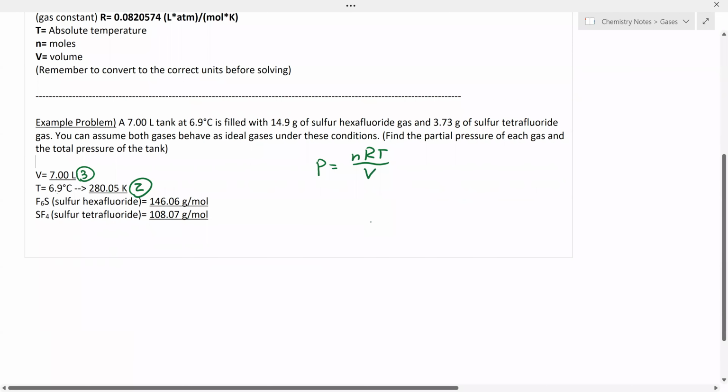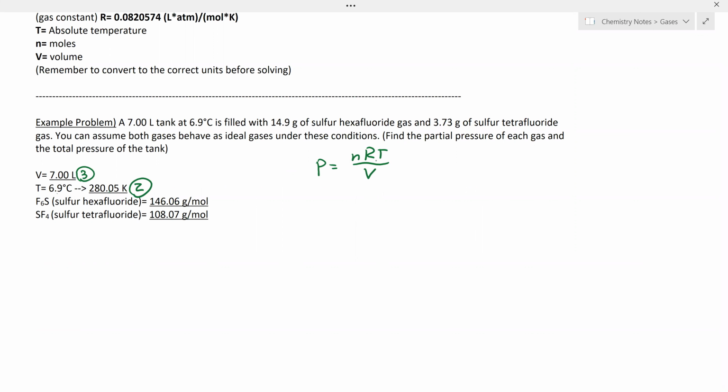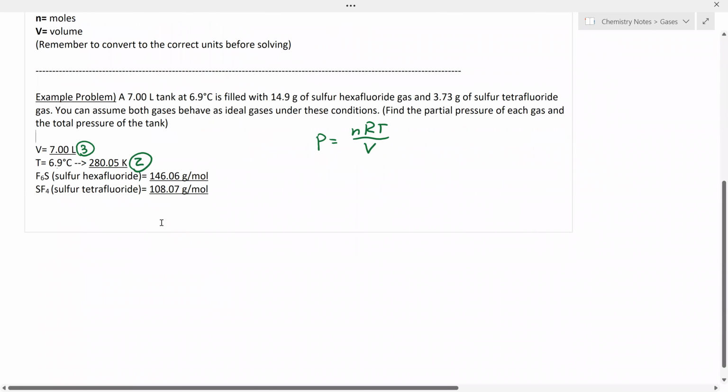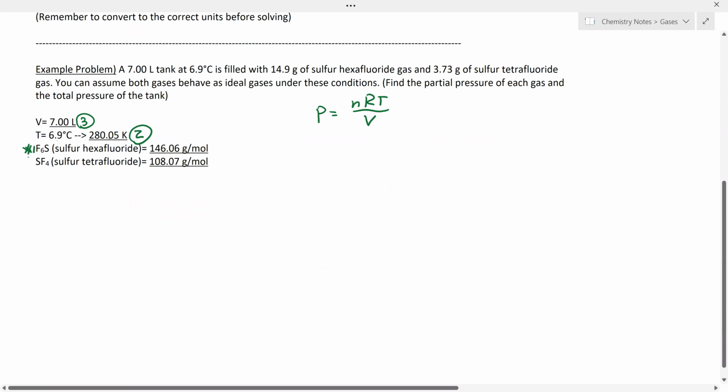So think about it. We have volume, check. We have T, check. We have R, just because it's a consistent number, check. And then n, moles. We don't have that yet, right? So we need to start by converting. I'm just going to go ahead and call this number 1. We already wrote the number 2. Just keep track of them. So we want to start by converting.